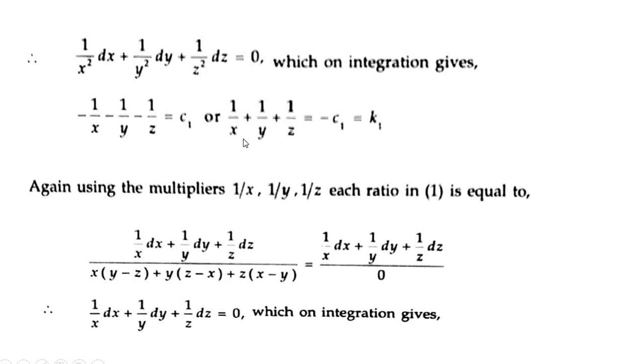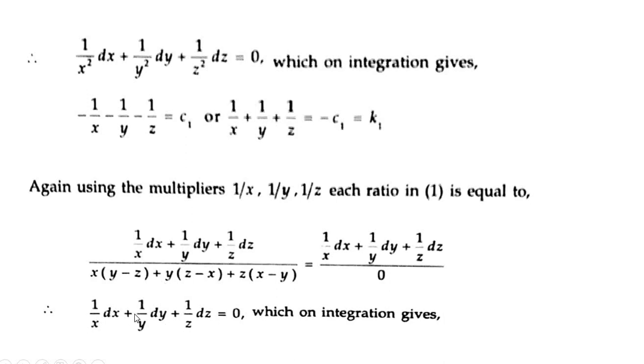You are multiplying even the denominator with these multipliers. So 1x will get cancelled, 1x will remain in the numerator, 1y will get cancelled, 1z will get cancelled in the numerator. Multiply this x to each term inside the bracket and add all the terms. So all the terms will get cancelled. So you get 1 by x dx plus 1 by y dy plus 1 by z dz equal to 0.